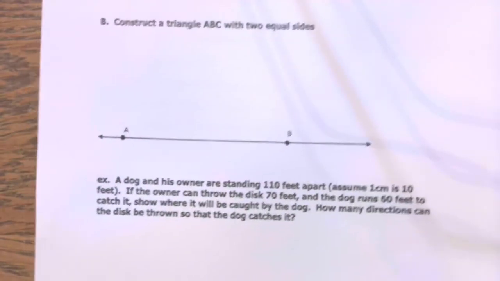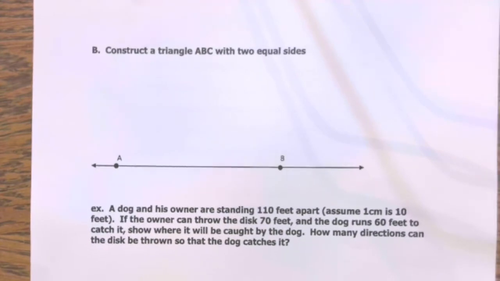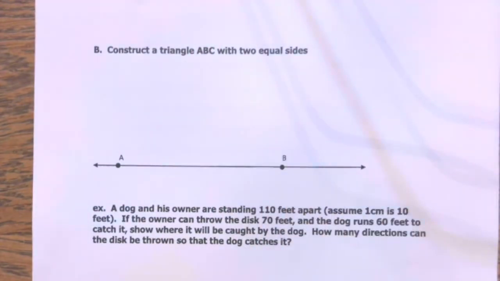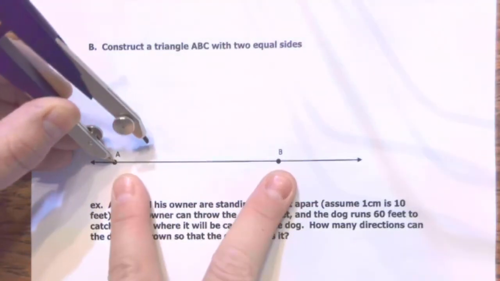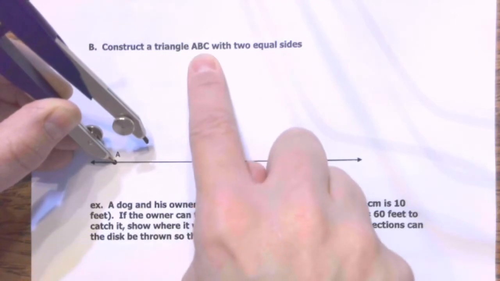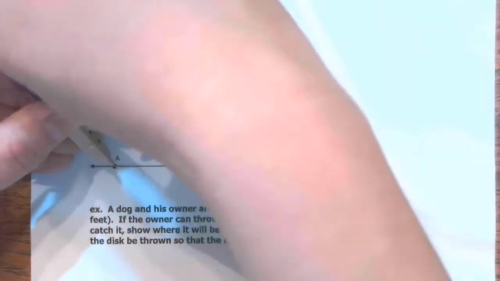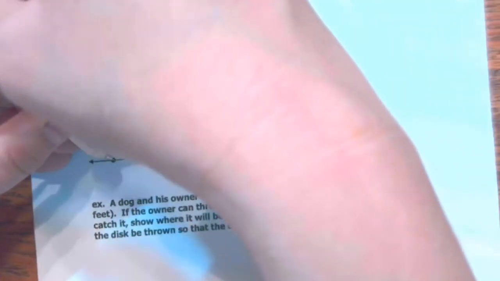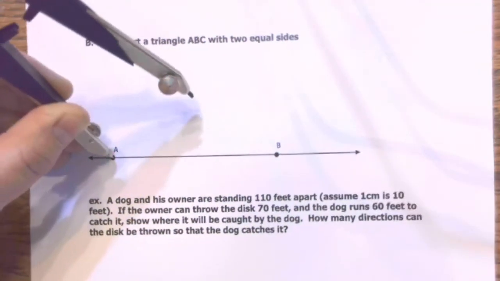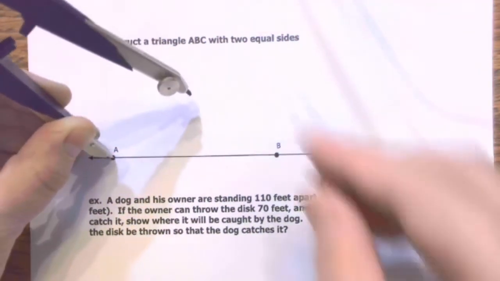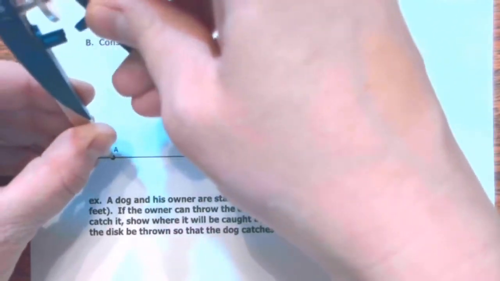Okay, moving on with our constructions. We're going to construct a triangle ABC with two equal sides. We're going to use our compass. So to construct a triangle, we've got A and B. C is the third vertex in the triangle. So put your stylus on A, open up your pencil a little further, and we're going to draw a line here.